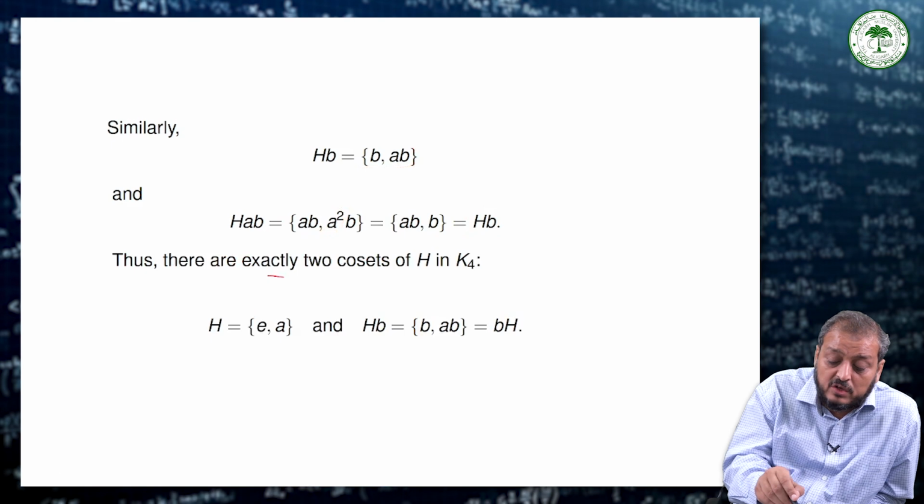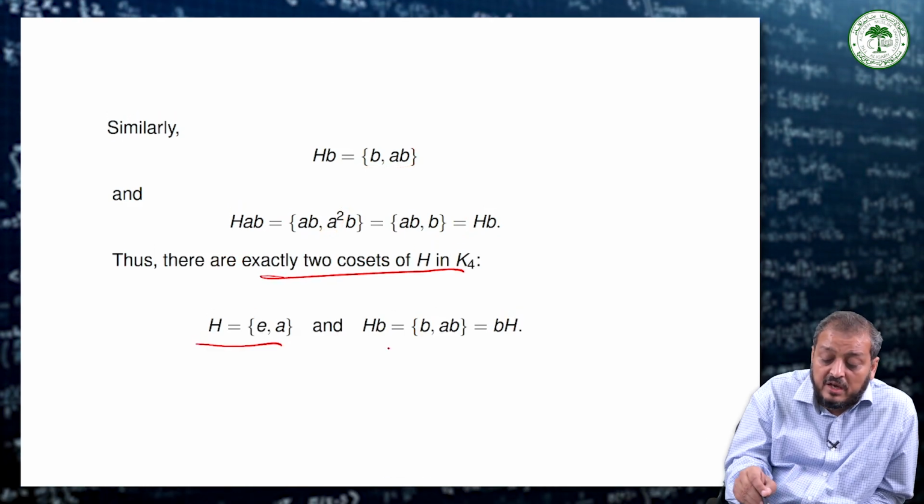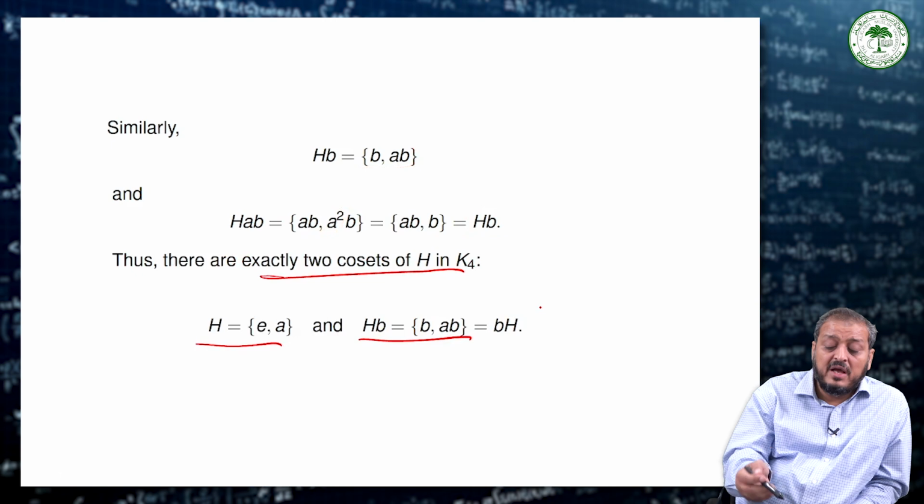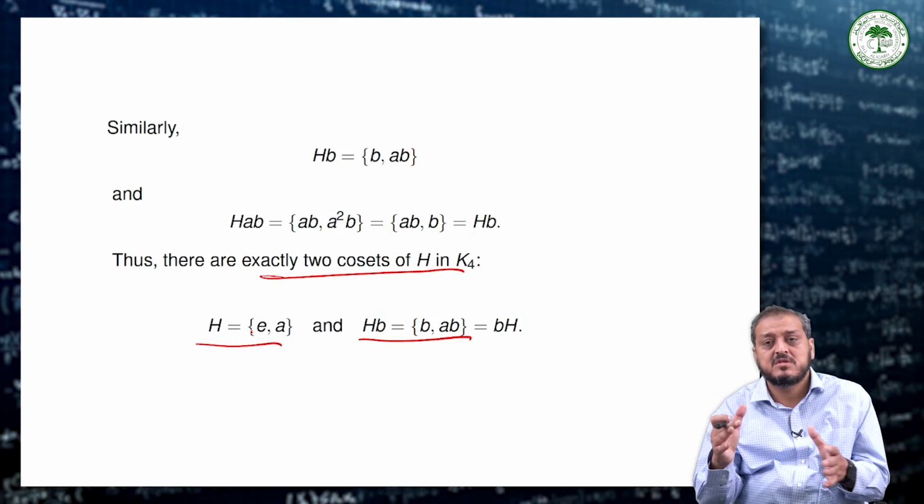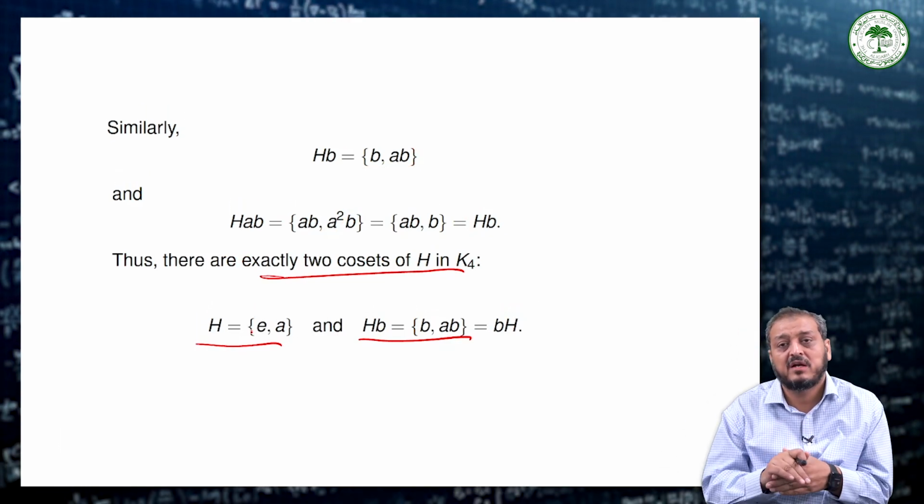So there are exactly two cosets of H in K4, H and HB, and the same as BH, because again the group is abelian. So the left coset and right coset are the same.